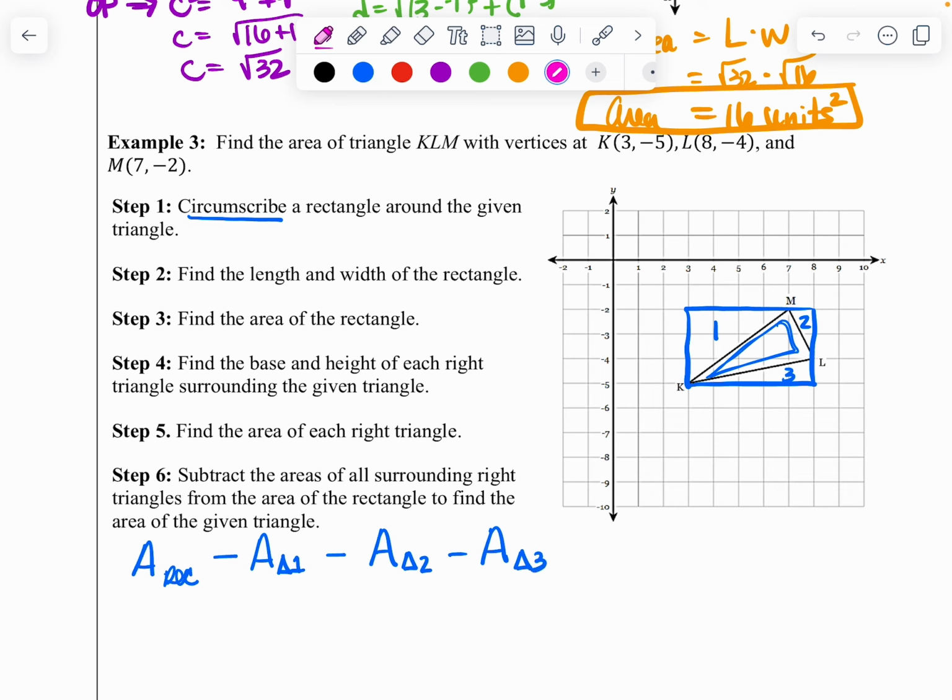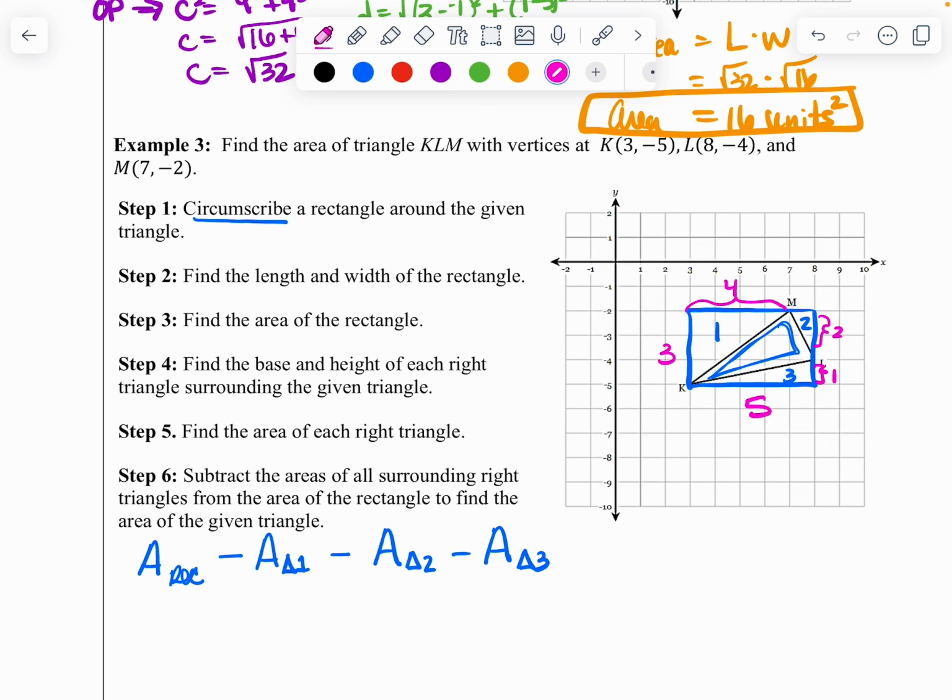So let's get some figures here. So 3, 1, 2, 3, this is 5. This is 1, 2, 3, 4. This piece is 4. This piece is 2. This is 1. This is 1. So the rectangle is 3 times 5. The first triangle, the dimensions are 4 by 3. Remember, a triangle is half the base times the height, so that's half of 3 times 4.